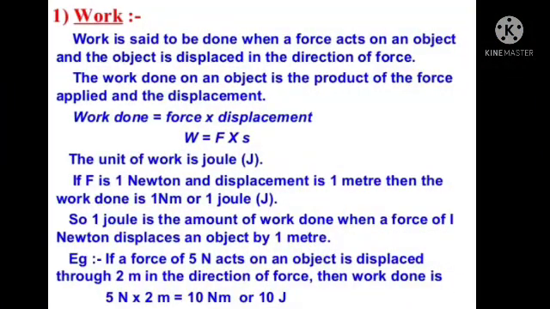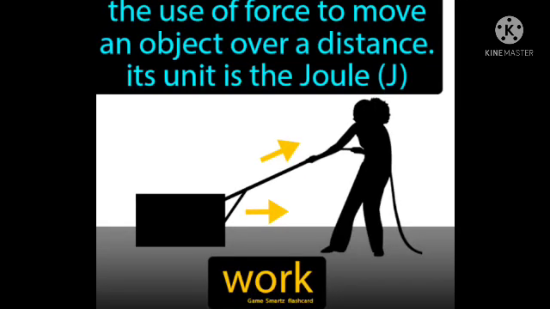Work. Work is said to be done when a force acts on an object and the object is displaced in the direction of force. The work done on an object is the product of the force applied and the displacement. Work done is equal to force multiplied by displacement. That is, W is equal to F multiplied by S. The unit of work is joule.